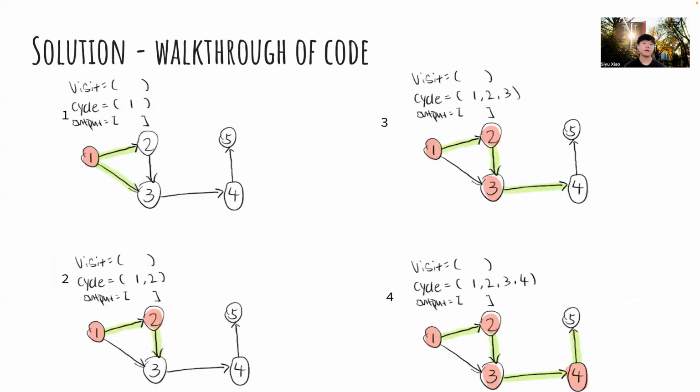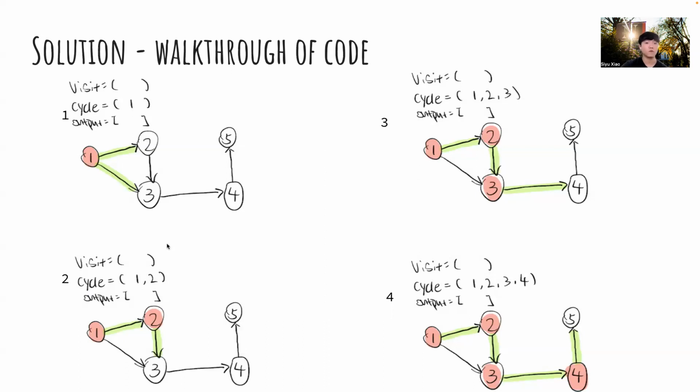And let me give you a visual walkthrough of how this algorithm works. Let's start with the first node. We are calling depth search on the first node. As you can see, it has two neighboring nodes, node 2 and node 3. When we are visiting the node, we are adding it to the cycle set every time. And we are also calling depth search on the neighboring nodes.